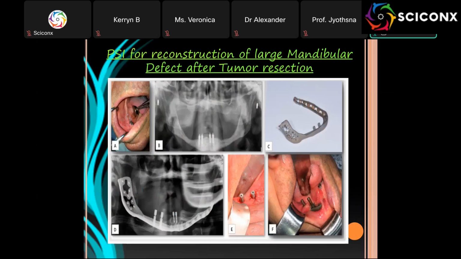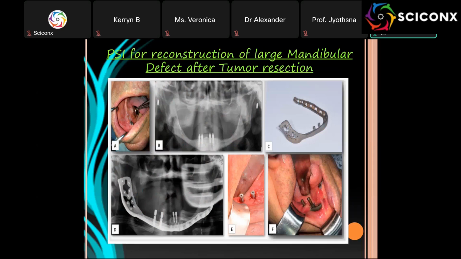So, basically, in case of a tumor resection, these 3 dimensional printed models will help you in formation of the surgical guide or manufacturing of the prosthesis, as well as the surgical stents we can manufacture with the help of this 3 dimensional printing. Also, it will give you an accurate positioning as well as the accurate anatomy of the complex anatomical structure.